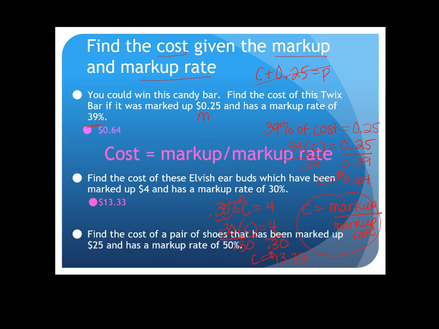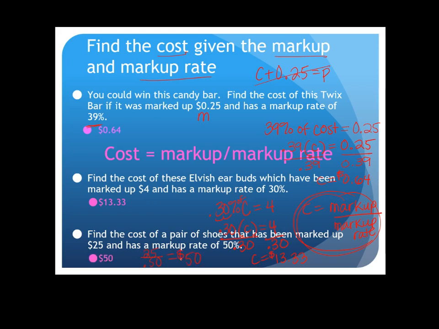So let's say I have a pair of shoes that's been marked up $25 and has a markup rate of 50%. So now this time I'm just going to use this formula. So it's $25, and I'm going to be dividing that by 50%, which is 0.5, and that gives me $50.